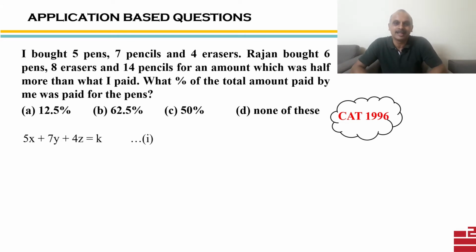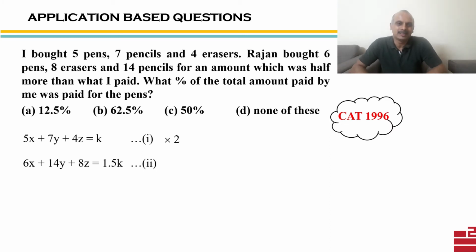In the second line it says Rajan. Now Rajan bought 6 pens, 8 erasers and 14 pencils. See, they have reversed the order. That means they have given the number of erasers first and the number of pencils later on. So reverse it, and you will get 6x plus 14y plus 8z. Now how do we get it as 1.5k? Because the question says Rajan pays half as much more than what I paid. So if I paid k rupees, Rajan paid 50% more, that is 1.5k. And so I have got these two equations.